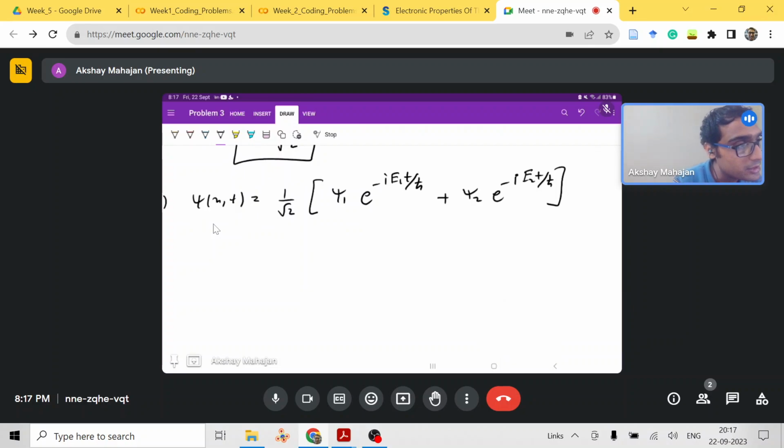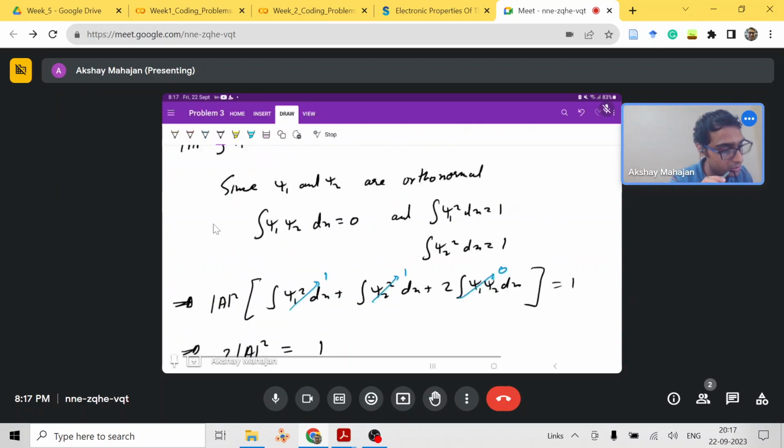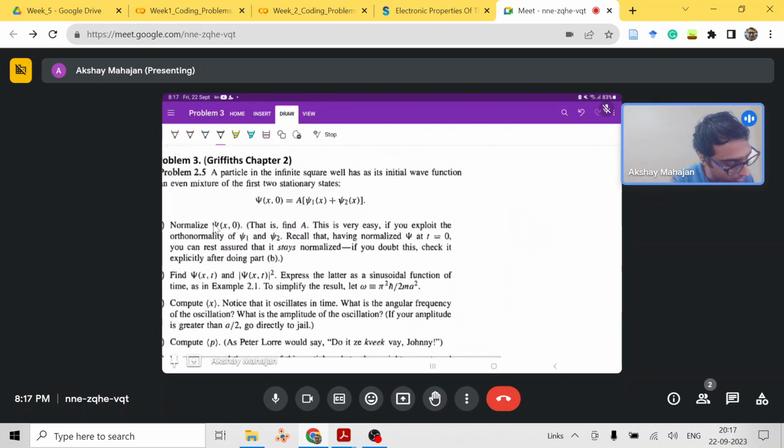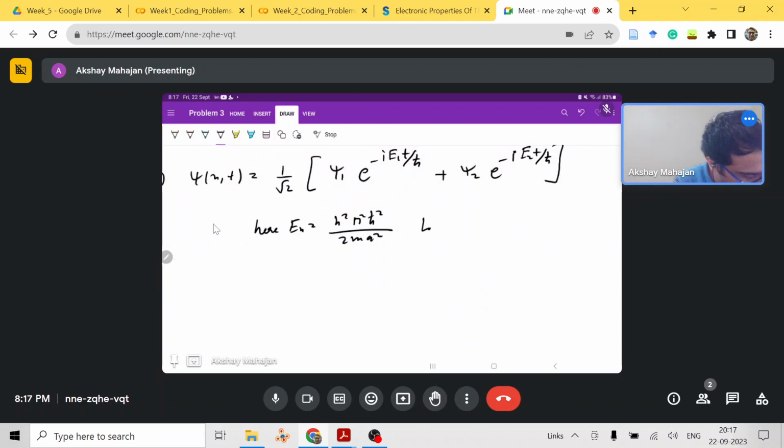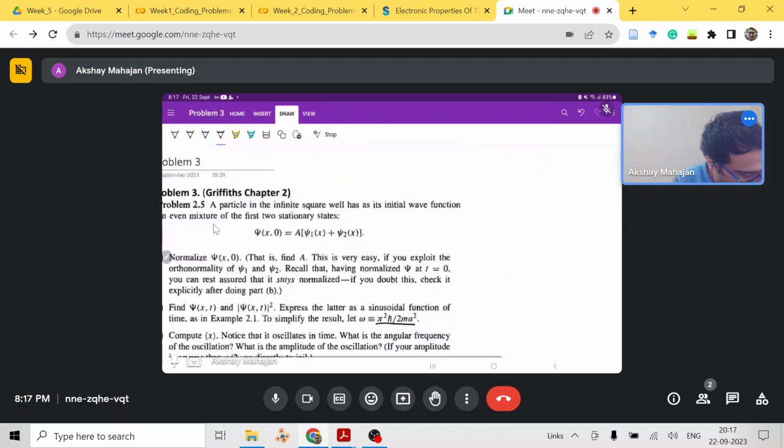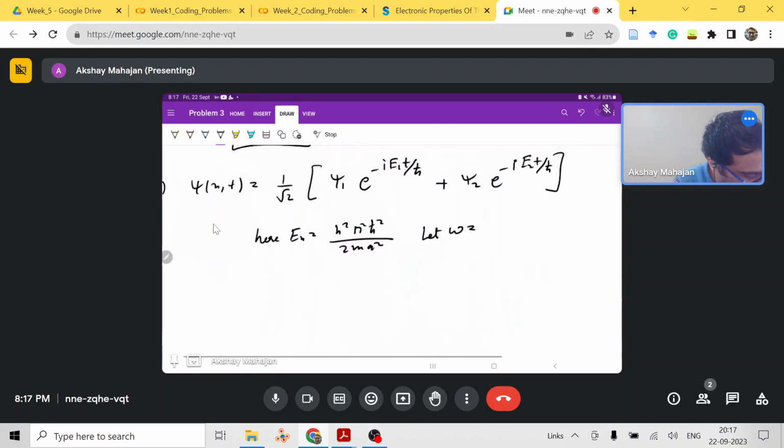Remember that here E n is equal to n squared pi squared h cross squared by 2 m a squared. If you remember, that was the solution. And it is given that we can take omega as pi squared h cross upon 2 m a squared. So let omega equal pi squared h cross upon 2 m a squared.